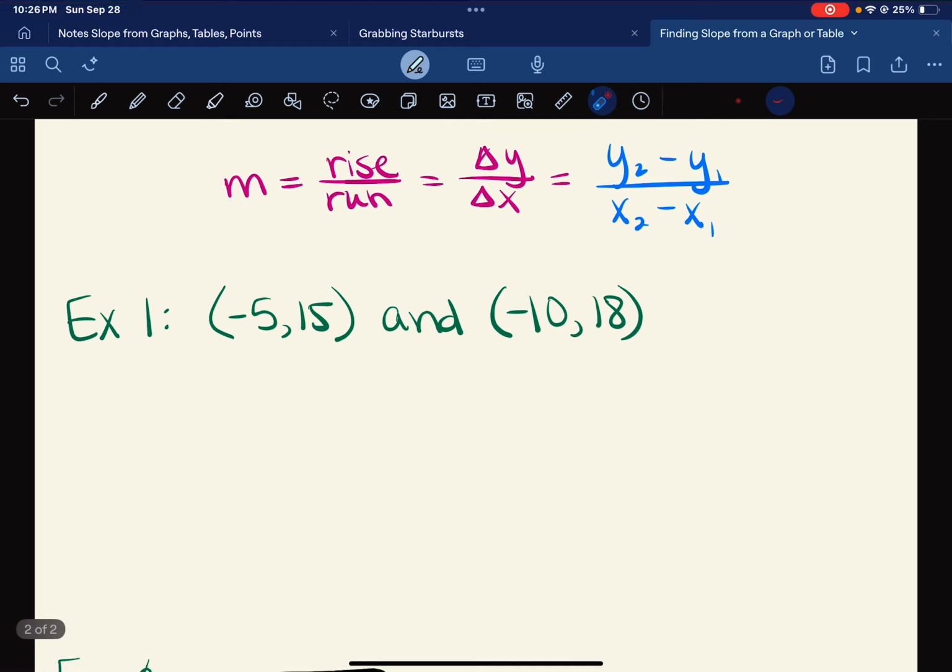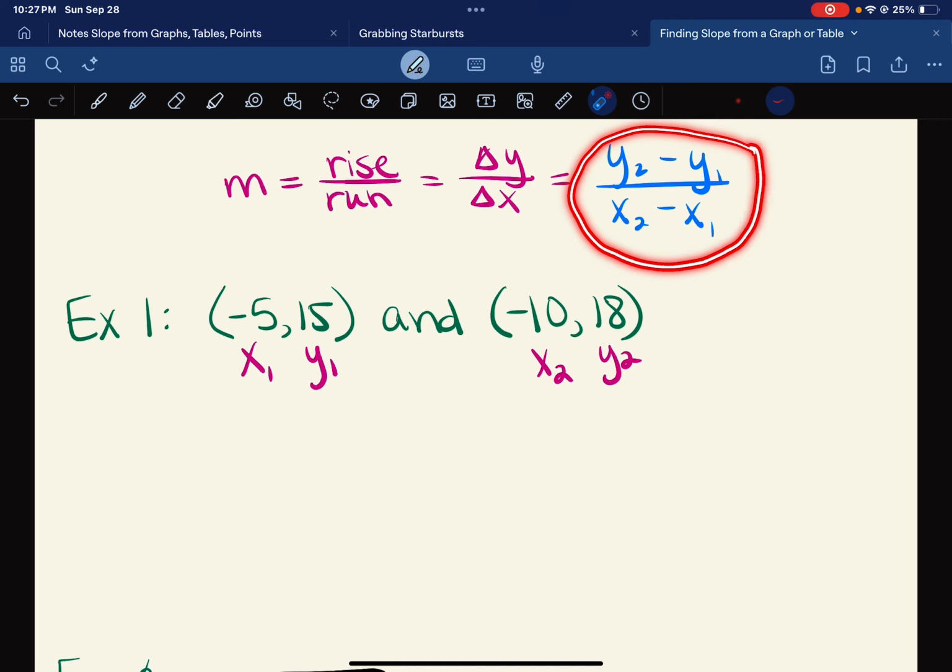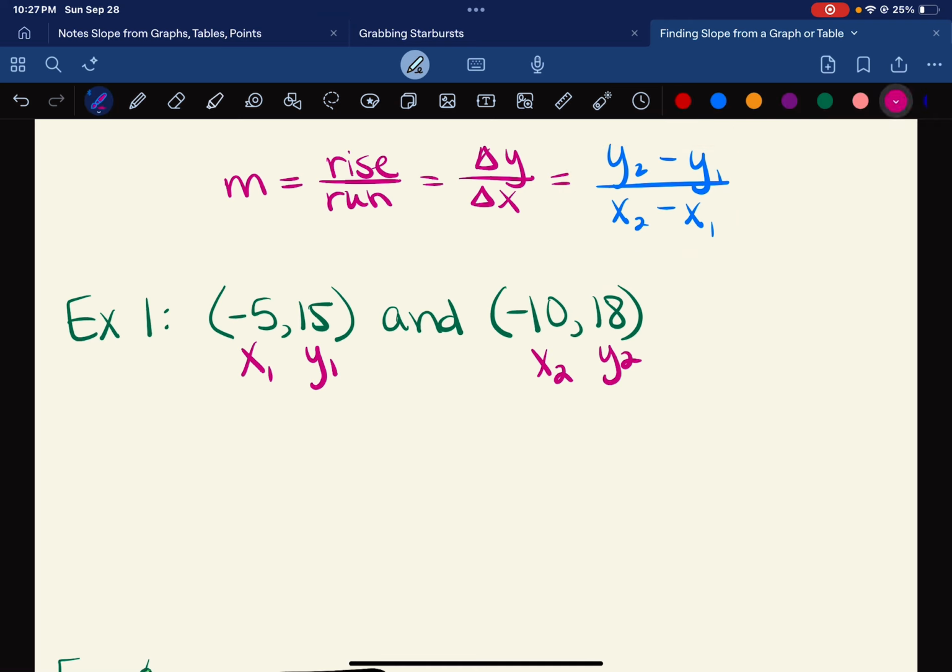So if I give you 2 points, the first thing that I want you to do is label those values. So I'll call my first point x1, y1. And I'll call my second point x2, y2. Now, it doesn't really matter which point you label 1 and which point you label 2, as long as if this first x value is labeled a 1, this y value also has to be labeled a 1. All right, so let's plug in our equation. Again, we're using this equation right here. It's y2 minus y1 over x2 minus x1.